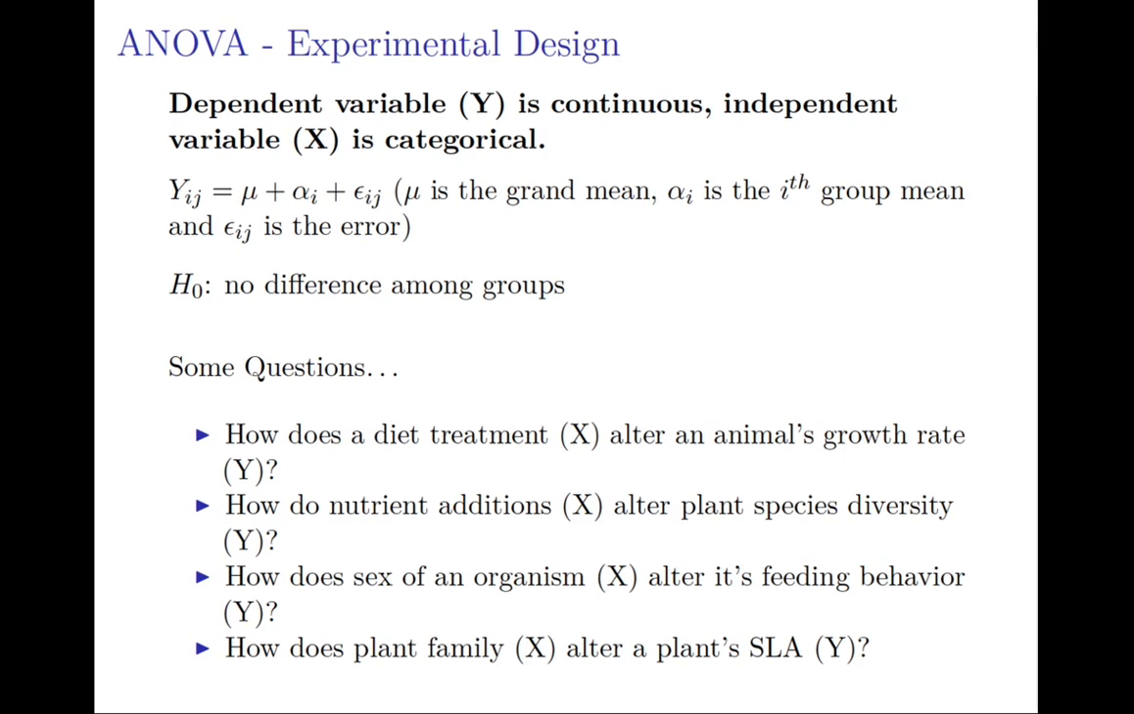And here are some questions that you could potentially ask. How does a diet treatment alter an animal's growth rate? So again, your x here is categorical because you could have diets X, Y, and Z affecting an animal's growth rate that's continuous. How do nutrient additions alter plant species diversity? So nutrients, again, are categorical because it could be nitrogen addition, phosphorus addition, potassium addition, etc. How does the sex of an organism alter its feeding behavior? Again, sex is categorical. And how does plant family alter the plant's specific leaf area? And family, again, is categorical.